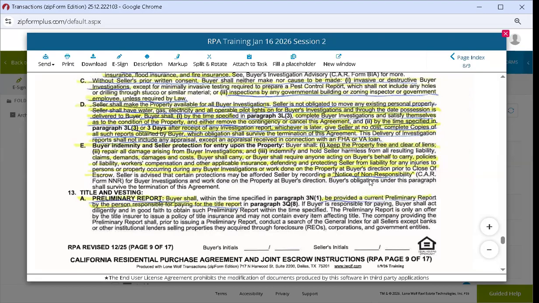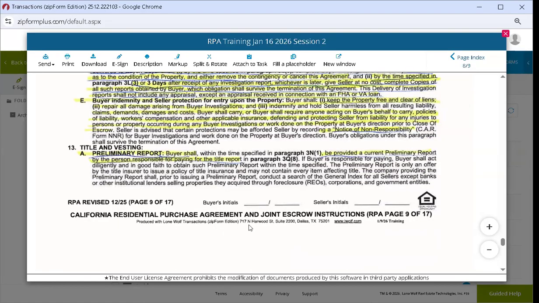So if you're ever in the position where the buyer has to do some work on the property prior to owning it, make sure that you're aware of this notice of non-responsibility to protect your seller. These are, like Peter said, all things that are going to gain trust because you know this. Okay? Title investing, preliminary title report.